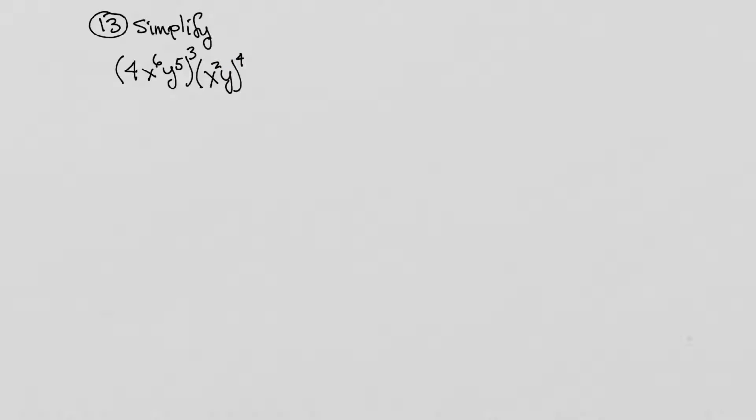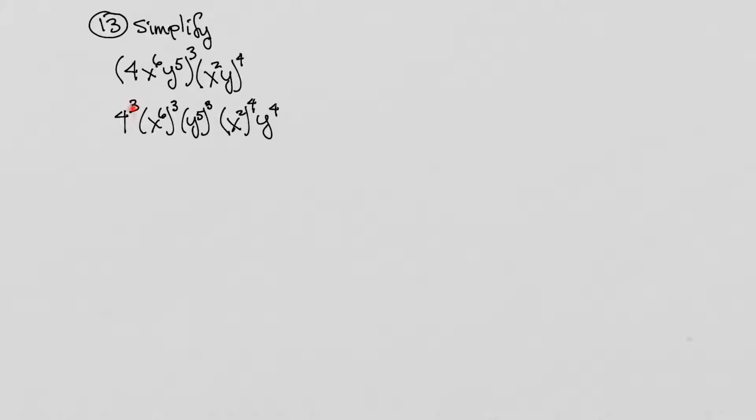Now let's do every step in this one here. We're going to distribute this 3, so it's going to be 4 to the 3, x to the 6th to the 3, y to the 5th to the 3, and then we're going to have the x squared to the 4, and then a y to the 4. Let's just look at it again. This exponent 3 is going to get distributed over to the 4, right here, distributed to the x to the 6th, right here, and to the y to the 5th, right here. This exponent of 4 is going to distribute to the x squared, right here, and to the y, right here.